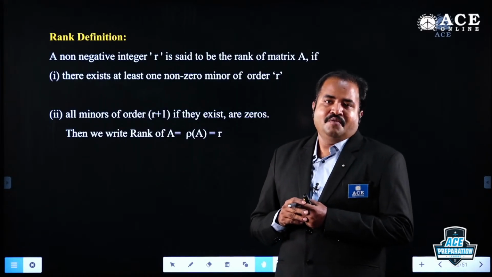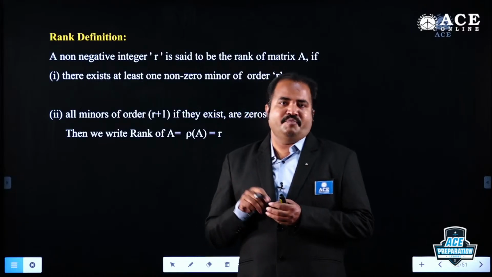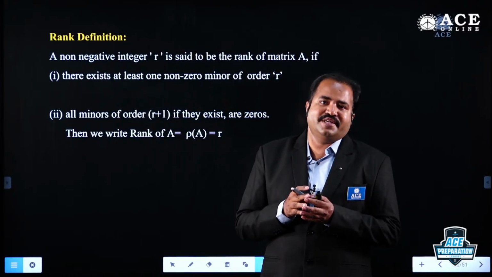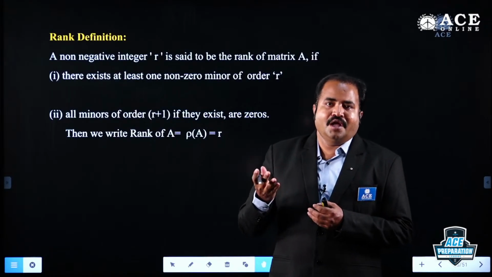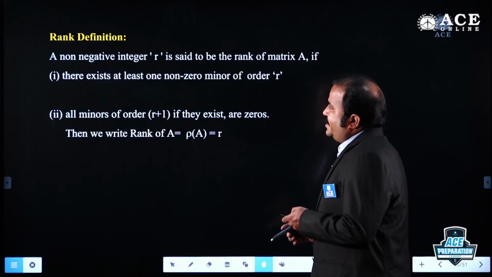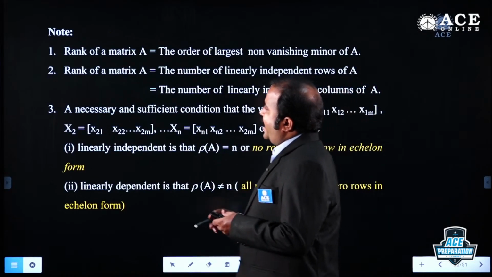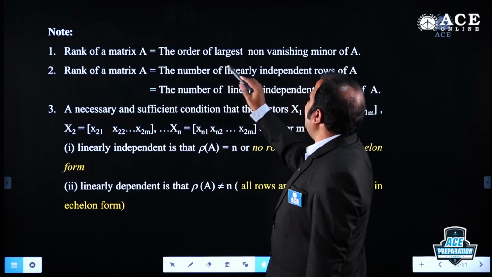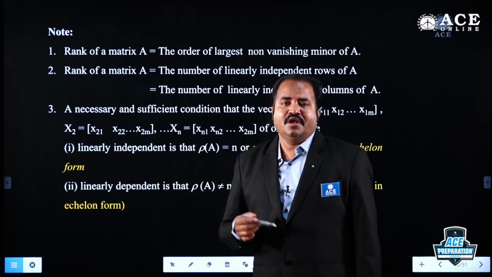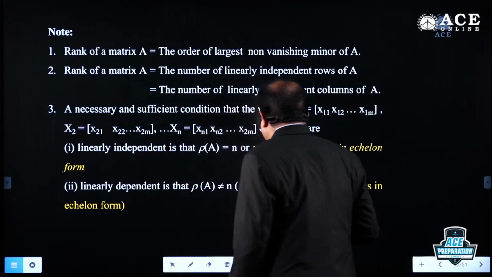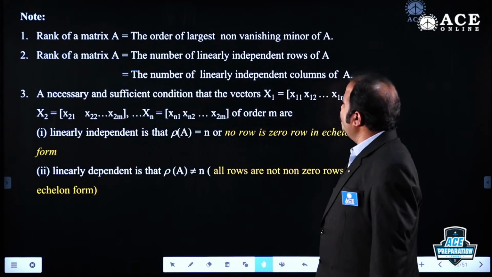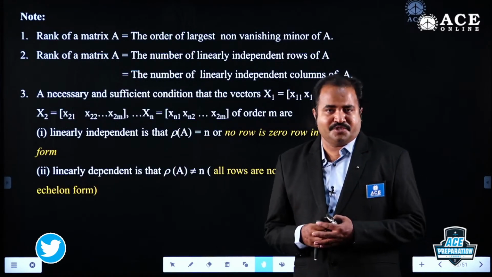What is a minor? Minor means the determinant of a square submatrix. By deleting a few rows and columns, we get square submatrices. Then the determinant of that matrix is called a minor. This is one definition. Let us see the second definition. The rank of the matrix A equal to the order of the largest non-vanishing minor of A. Non-vanishing means non-zero minor of A. Similarly, rank of A equal to the number of linearly independent rows of A or linearly independent columns of A.